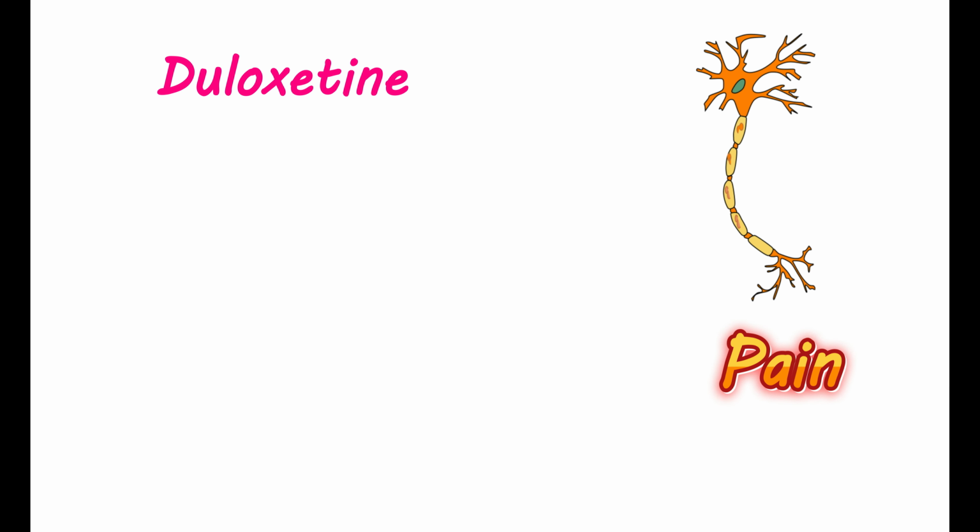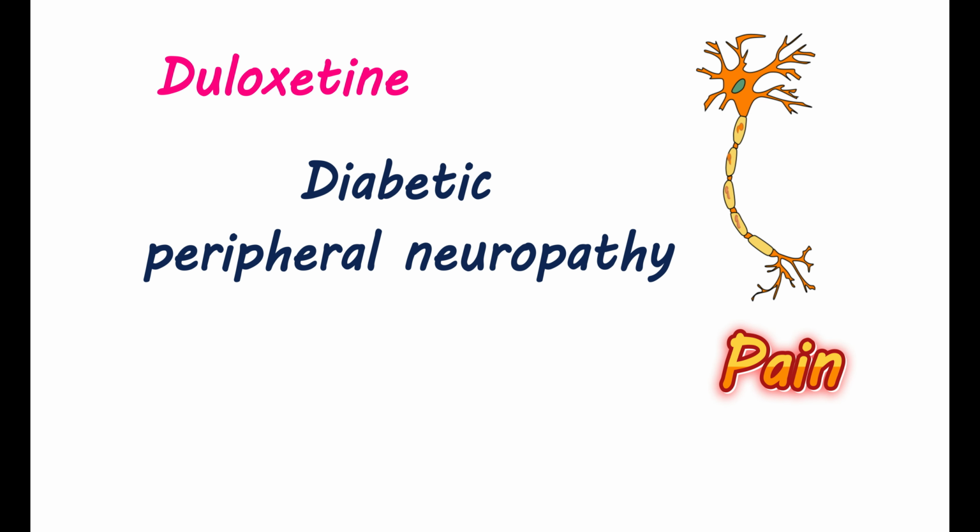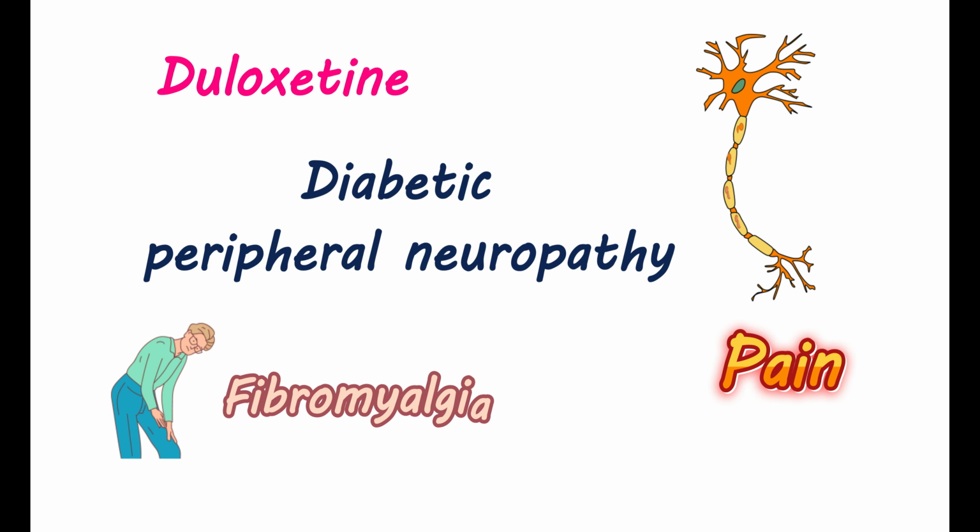Duloxetine can also be used to control a few pain conditions associated with neuronal stimulation. It can be used to relieve symptoms of diabetic peripheral neuropathy. This condition involves abnormal sensations like pinning and stinging. Duloxetine can modify neuronal excitation and control this neuronal pain. It can also be used to treat musculoskeletal pain and fibromyalgia.